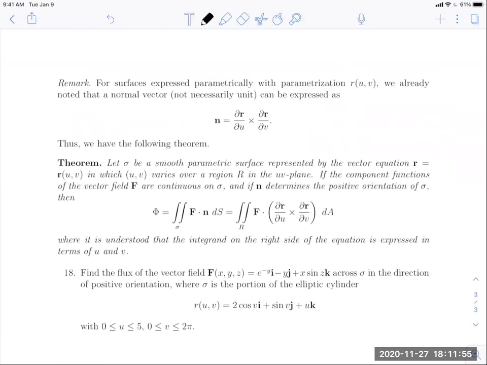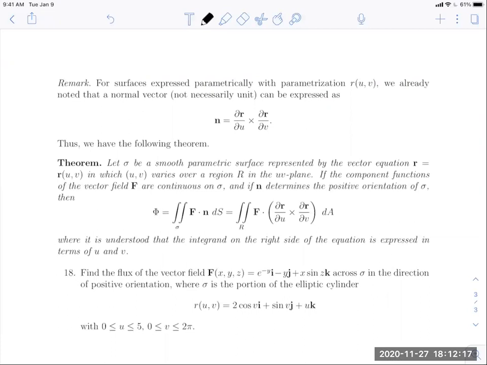So for surfaces defined parametrically, with a parametrization R of u, v, we already noted that for the unit normal vector we would divide by the magnitude, but any normal vector can be expressed as the cross product of the two partials of R with respect to u and v.